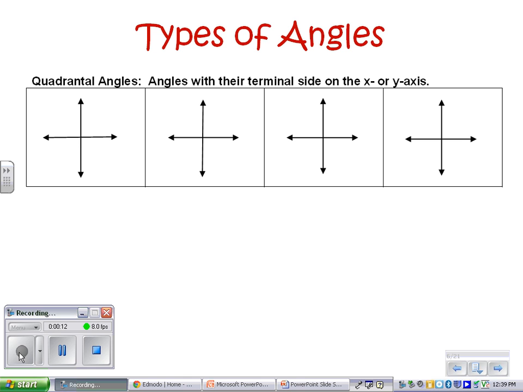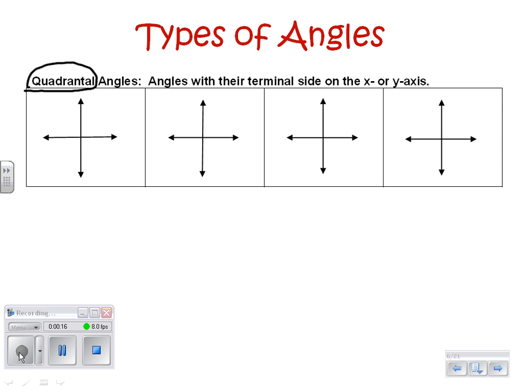The first kind that you need to be familiar with are quadrantal angles, and those are angles with their terminal side on the X or Y axis. So if we have an angle that is in standard position and its terminal side is right up there on the y-axis, we show the direction of rotation. This is a 90-degree angle, so 90 degrees is quadrantal.